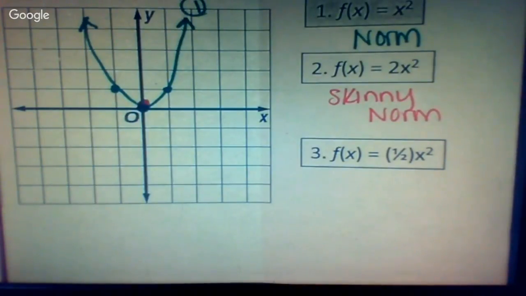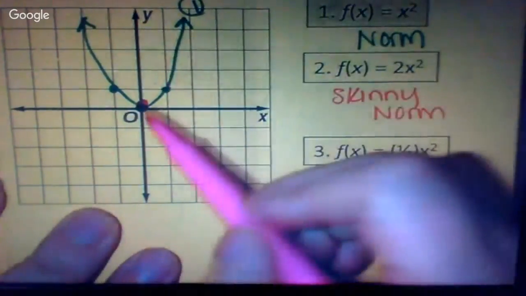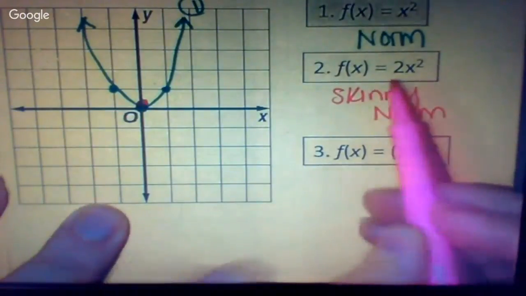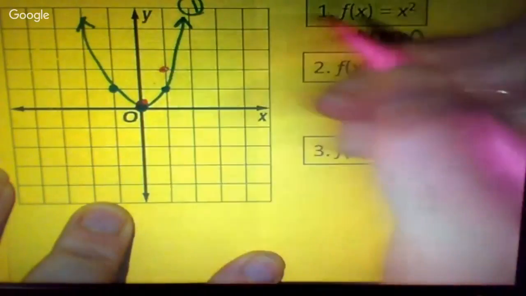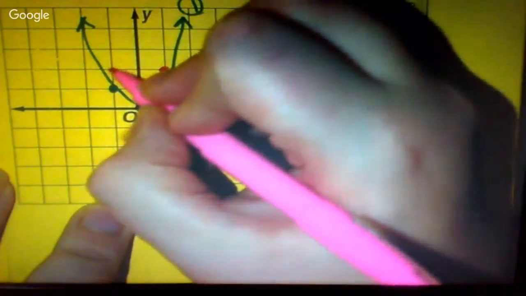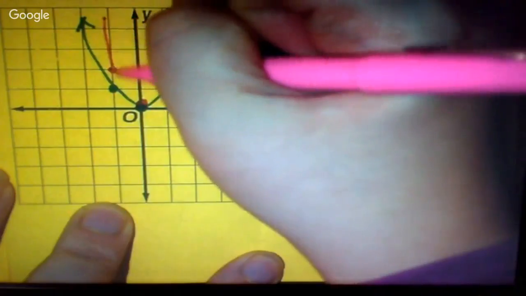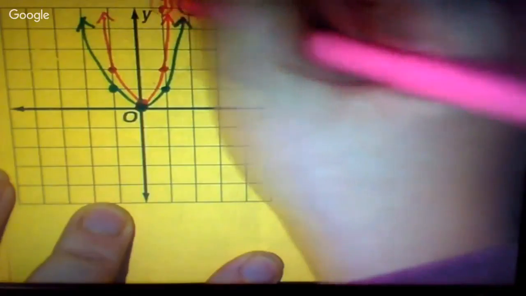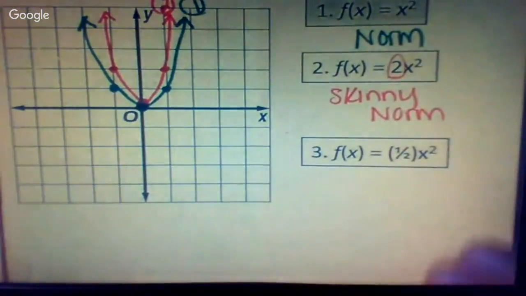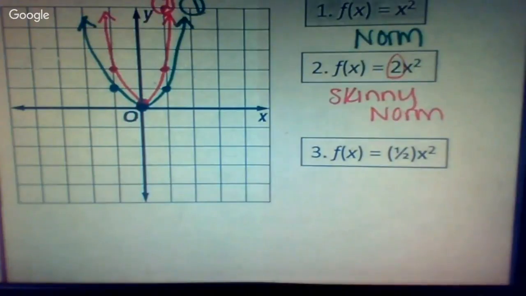Okay, so skinny norm is not moving anywhere. It's just getting skinnier. So instead of going up 1 and to the right 1, now I'm going to go up 2 and to the right 1, up 2 and to the left 1. So now my graph is skinnier. If it was 3x squared, you would go up 3 to the right 1, up 3 to the left 1. It makes it skinny.